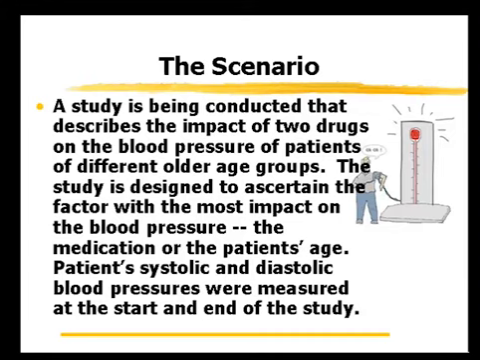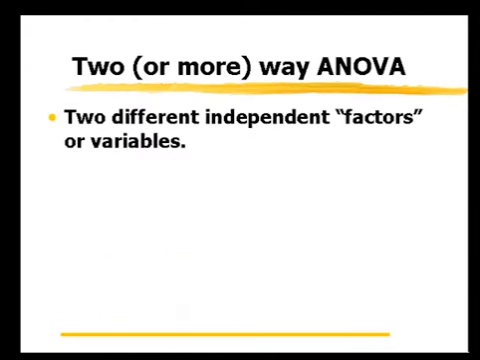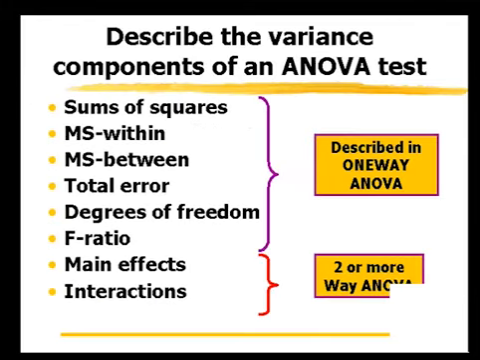So what we're trying to do is figure out which of these two has the most impact on the patient. In this case, what we have is a two-way analysis of variance, exactly 2, but you can have 2 or more way analysis of variance. So in this scenario, we have two different independent factors or variables, namely age and different types of drug therapy. So let's go back to our initial analysis of variance components chart.